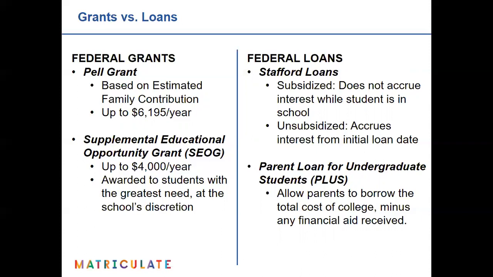Lastly, there's also the parent loan for undergraduate students, which is also referred to as a Parent Plus loan. This is, again, when students still have a really high financial need remaining even after all the financial aid that is awarded to them. And this will allow parents to borrow the total cost of college minus any financial aid received. So again, it's important here to really distinguish the difference in loan amounts and what is reasonable for a student to take versus what is unreasonable. And again, talk to your students about the investment in education versus potentially overwhelming debt.